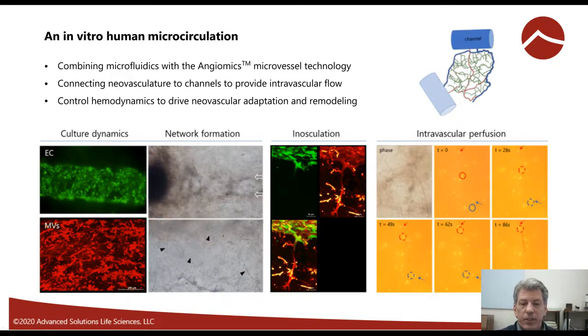The arrows are pointing to some, and certainly not all. The next adjacent panel is showing that inosculation event between a microvessel from that network to that channel wall. On the right are stills from a video where we've introduced beads into the channels, and then we're observing those beads moving in through the different vessel elements of that microcirculation.